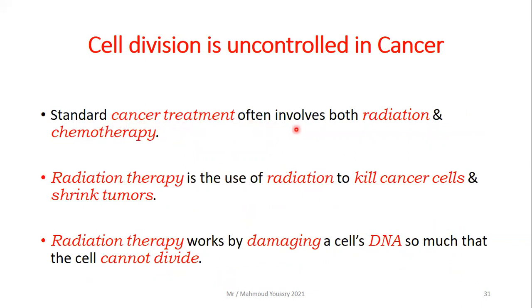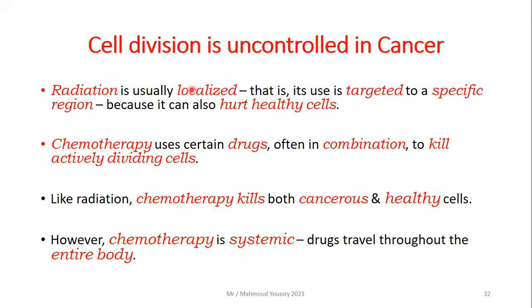Standard cancer treatment often involves both radiation and chemotherapy. Here we came to the treatment of cancer. Radiation therapy is the use of radiation to kill cancer cells and shrink tumors. Radiation therapy works by damaging a cell's DNA so much that the cell cannot divide. Radiation usually is localized. Its use is targeted to a specific region because it can also hurt healthy cells.